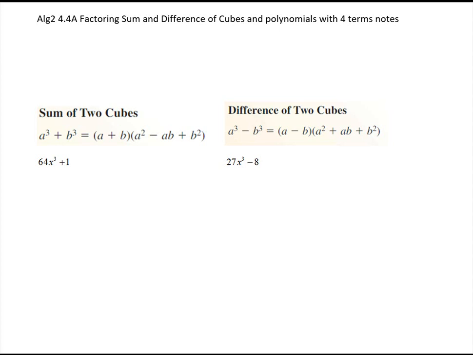Algebra 2, Lesson 4.4a, Factoring Sum and Difference of Cubes and Polynomials with 4 Terms. So recall earlier we learned how to factor difference of squares. For example, 4x squared minus 9.